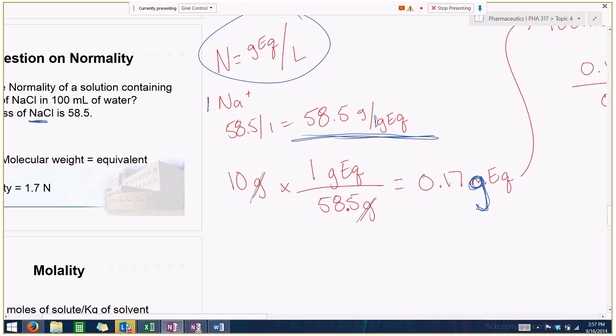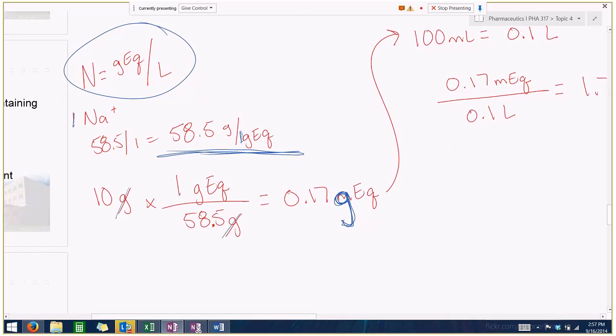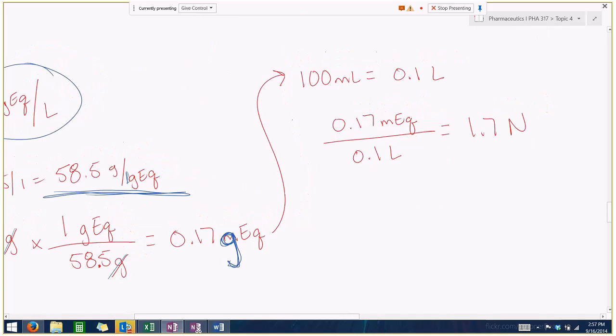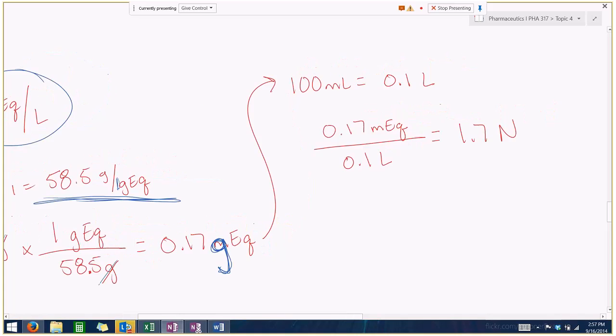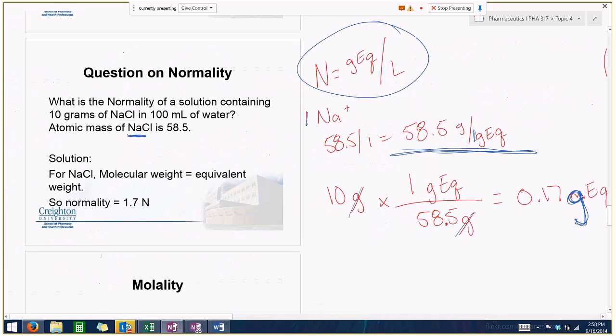Okay, and I accidentally wrote an M over here because I've never used a gram equivalent until now, so my hand just automatically puts MEQ. Sorry, guys. So now I know that I have 0.17 gram equivalents in 10 grams of sodium chloride. So real quick, I convert my 100 mils to liters because they gave it to me in that, and then I just divide because normality is gram equivalents per liter. So I just took 0.17 divided by 0.1 and I got 1.7 for normality. And that's what he got.